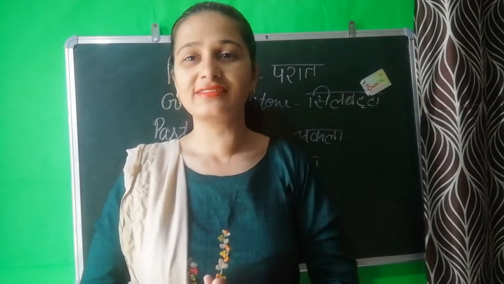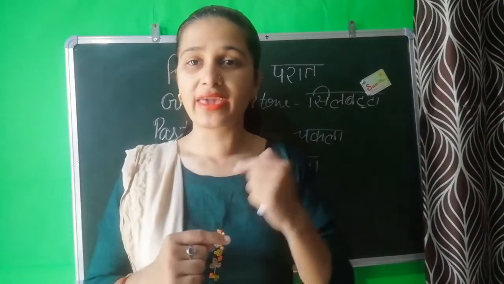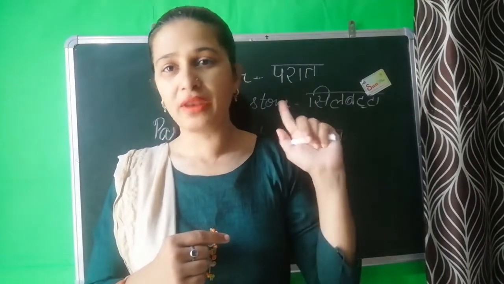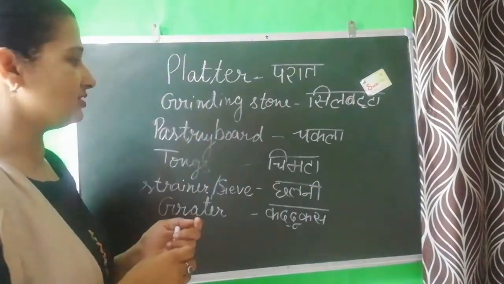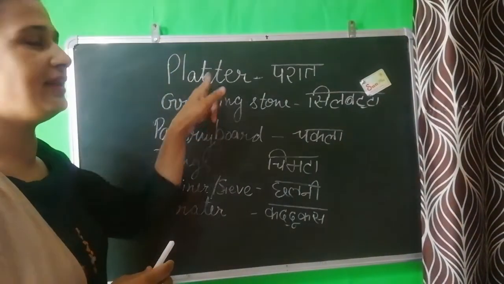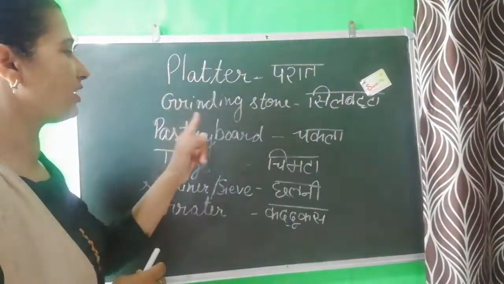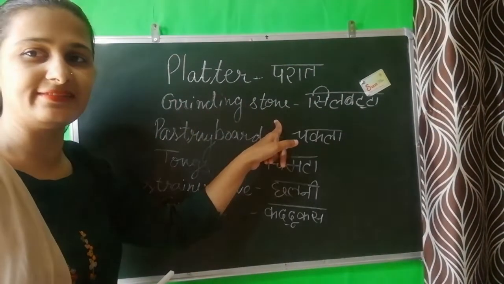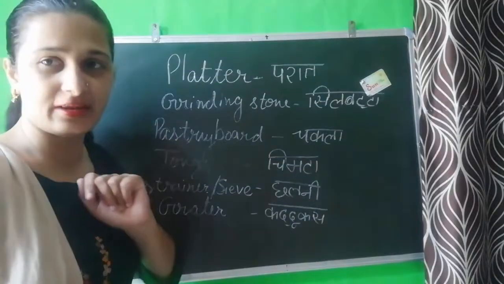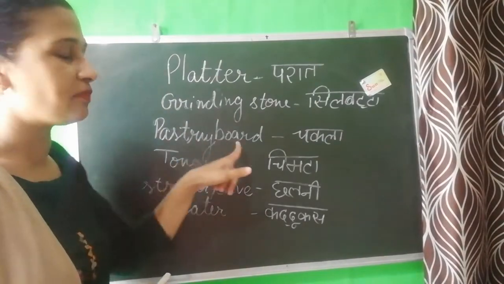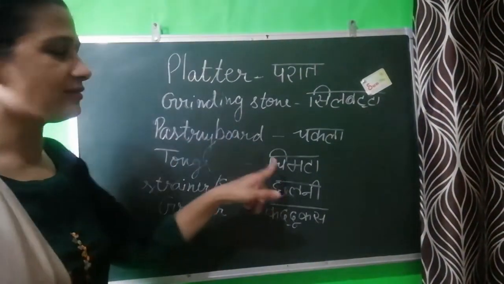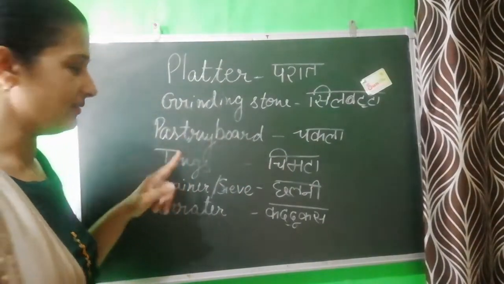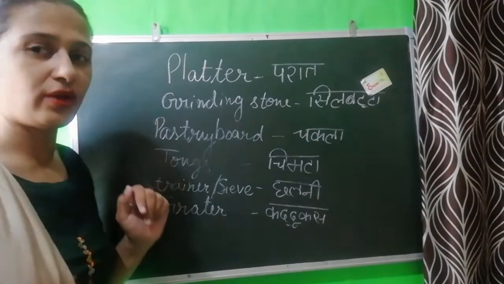Before starting the class, let us revise the vocab portion of the previous class. So here it is. This is the first word. This is letter. Letter means parat. Grinding stone. This is silbatta. This is pastry board. This is chakla. And tongs. This is chimta. Another one is strainer.